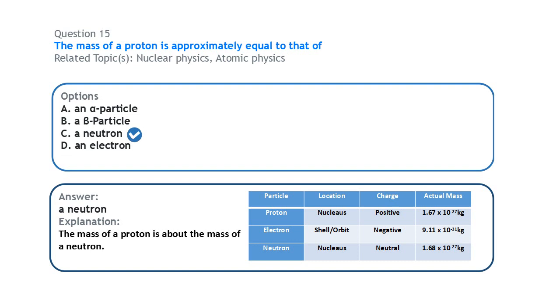Now, the electron is the lightest particle of the atom. In fact, the proton is over 1,800 times heavier than the electron, which is the reason why the electron does not even account for the atomic mass of an atom. However, if you look at the mass of proton, this is 1.6 times 10 raised to the power minus 27 kilogram, while that of neutron is 1.68 times 10 raised to the power minus 27 kilogram. So you could say that the mass of a proton is about the mass of a neutron.